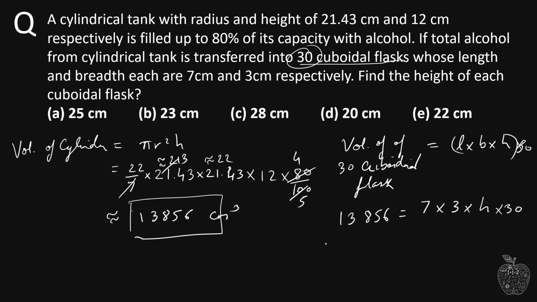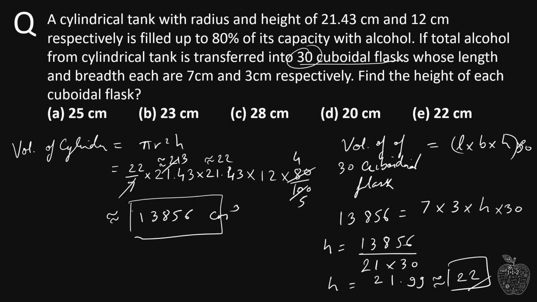Now we have h equals 13,856 divided by this 21, 7 3s are 21, divided by this 30. After solving this, we'll get our answer: h will be equal to 21.99. So we can say that this is approximately equal to 22, and this is our required answer. So here option E is the correct one.